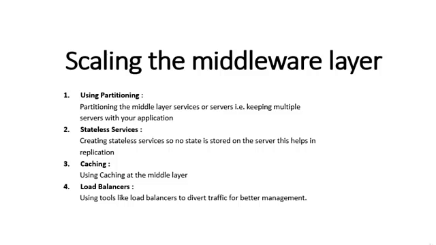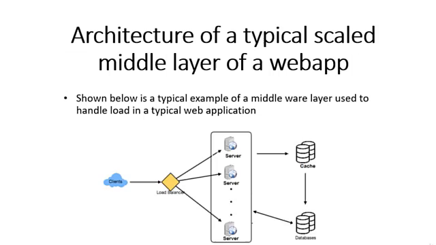There are different types of load balancers. You can study more about them in the reference section, like layer 7 load balancer, layer 4 load balancers. Read more about them in the reference sections. So this is an architecture of a typical scaled website. If you see over here, this is a very simple architecture.